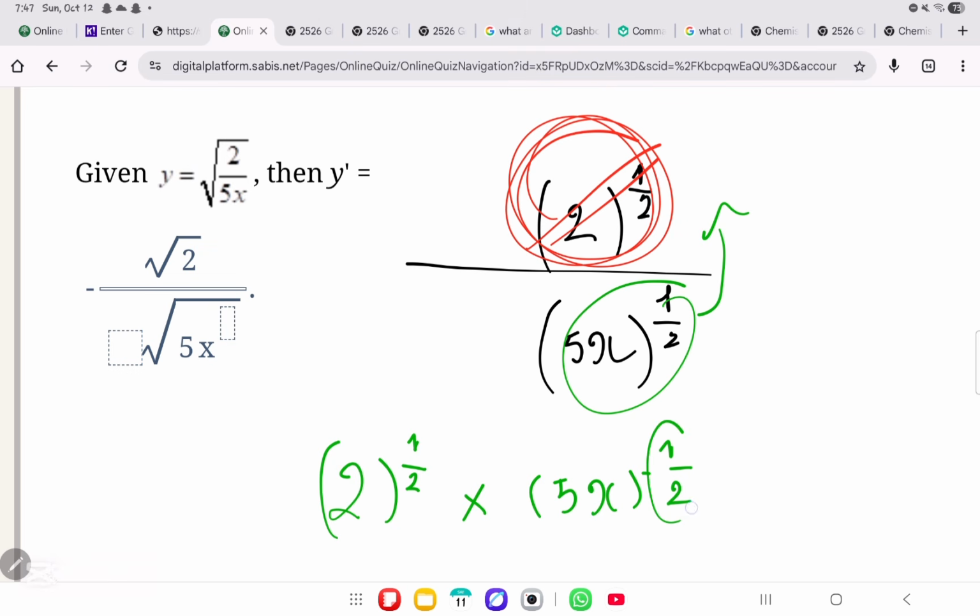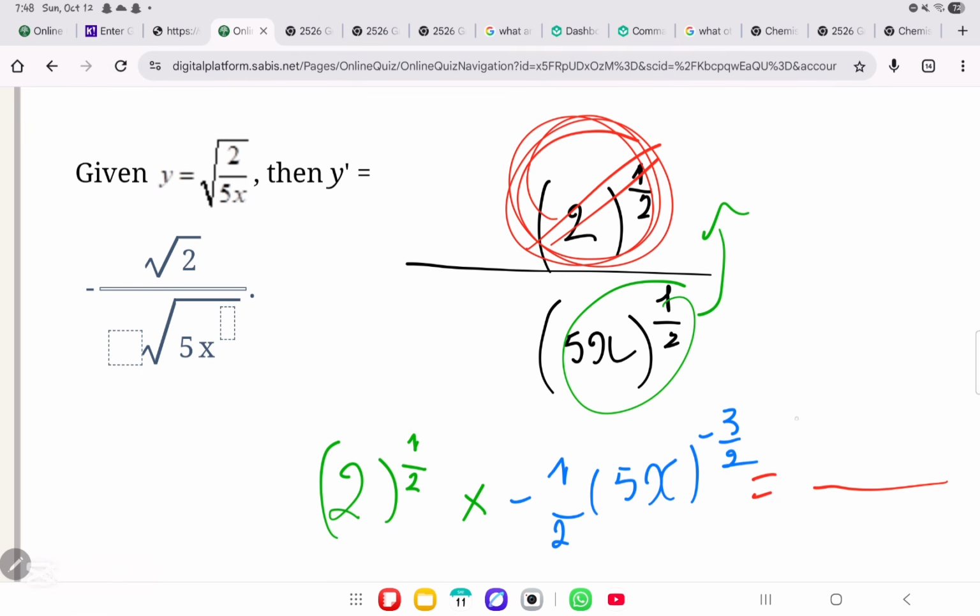So then, do the derivative for this over here. It's going to be minus half times 5x to the power of minus 3 over 2. Okay? So very simply, it's going to be minus half times 5x to the power of minus 3 over 2. Right? So now we solve it normally. So it's going to be 2 to the power of half divided by, minus 2 to the power of half divided by 2 times 5x to the power of 3 over 2.